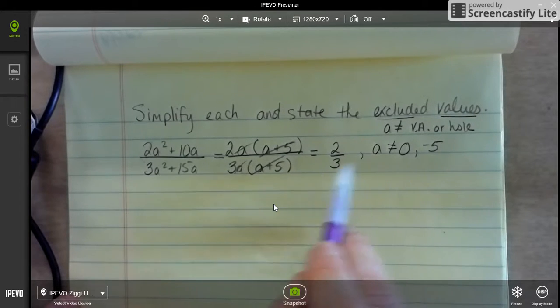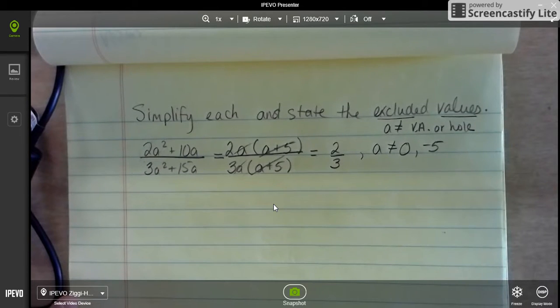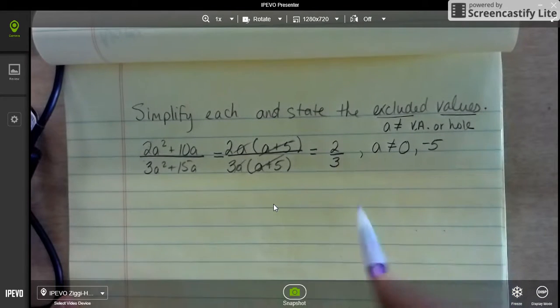Do you have a vertical asymptote in this function? Do we have a vertical asymptote in this function? No, there's no vertical asymptote. Why not? Yeah, there's nothing on the dots.